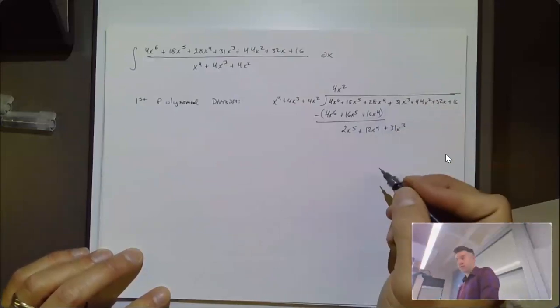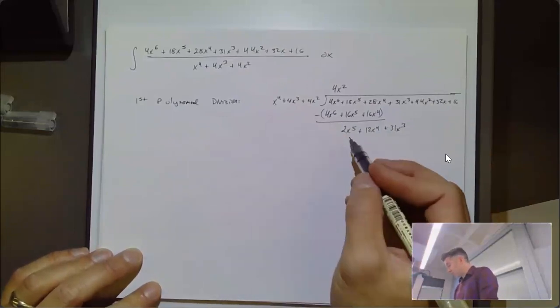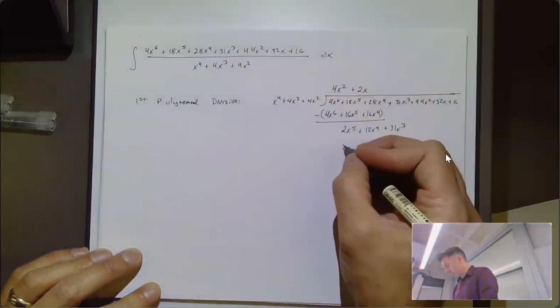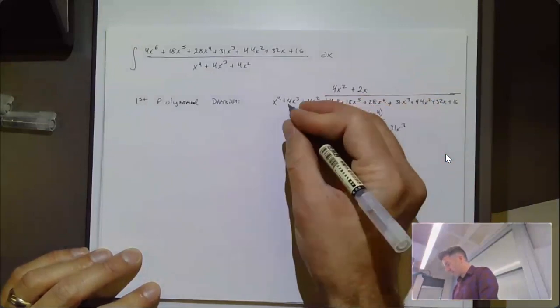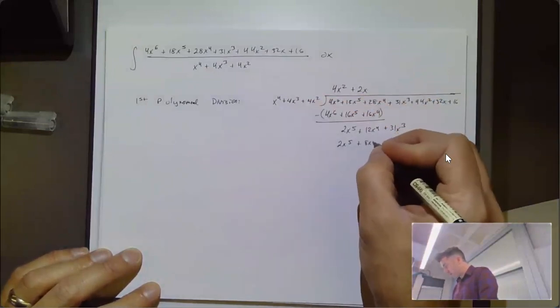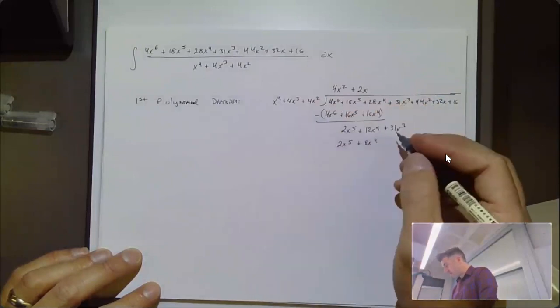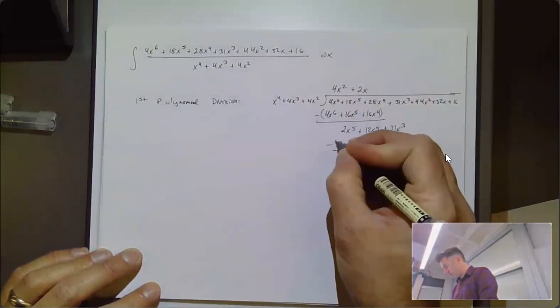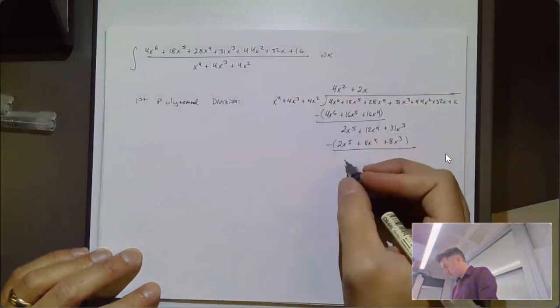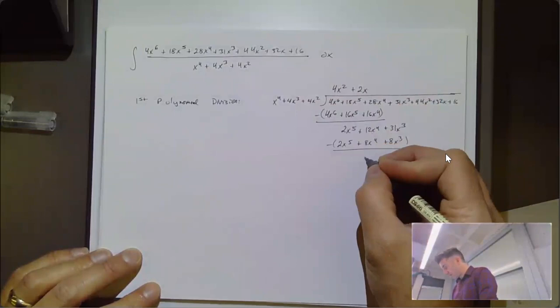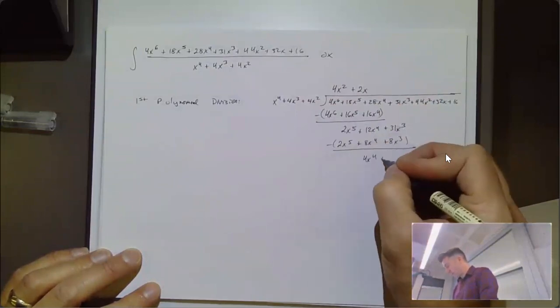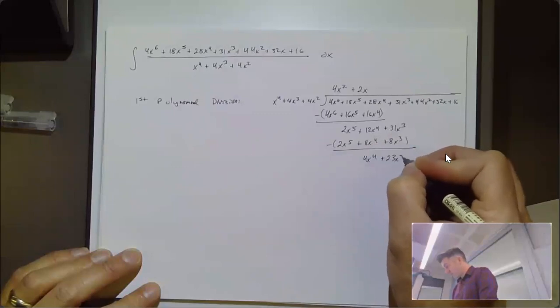And then we do it again. x to the fourth times a 2x will get me a 2x to the fifth. So then I multiply 2x by everything. I get 2x to the fifth. I get 2x times 4x cubed is 8x to the fourth. 2x times 4x squared is 8x cubed. Subtract. So 12x to the fourth minus 8x to the fourth is 4x to the fourth. 31x cubed minus 8x cubed is 23x cubed. Bring down the next term.